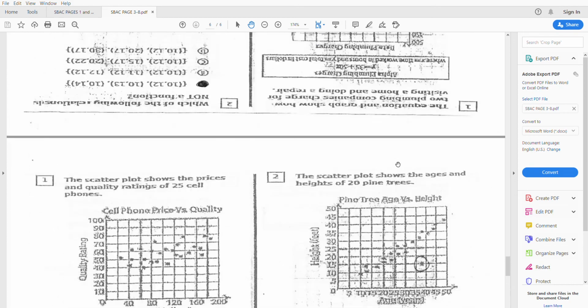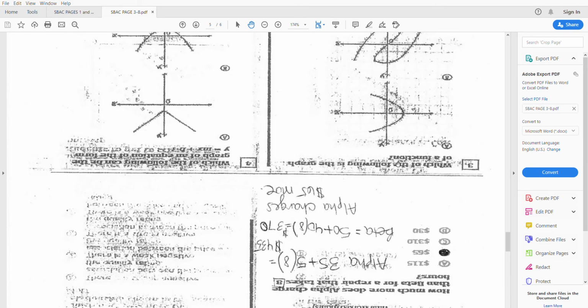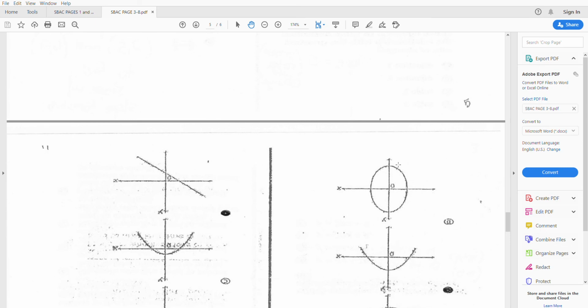All right, I'm rolling back up. Oh no, it's upside down. Page 4 is upside down, so I'm going to stop this right here and see if I can fix it.